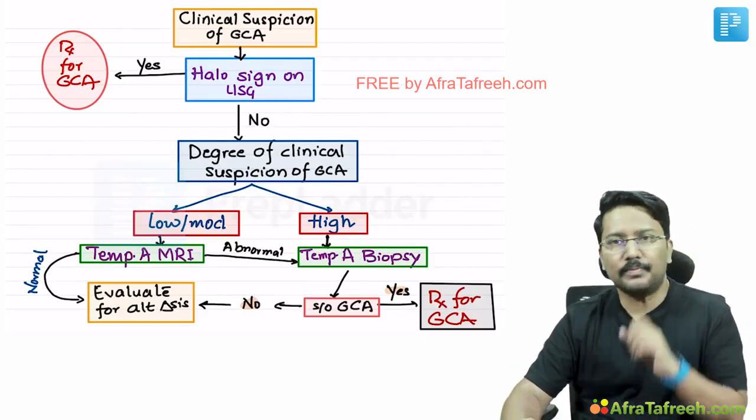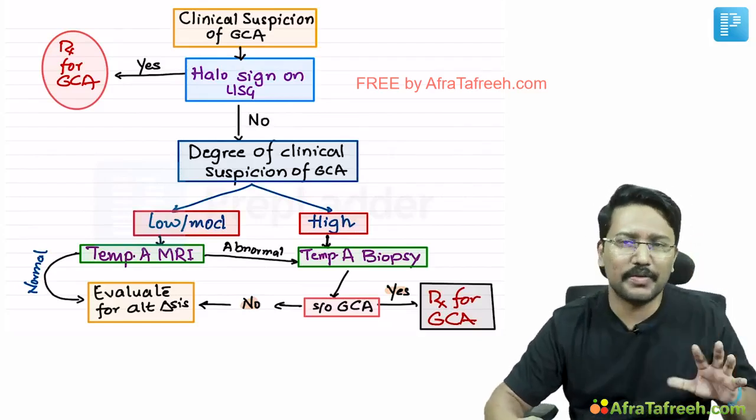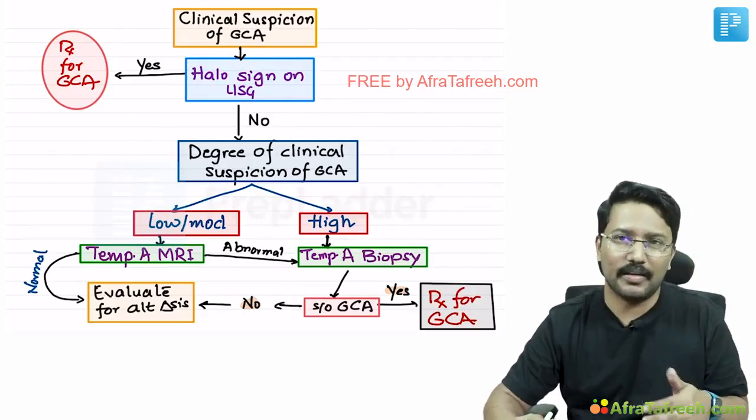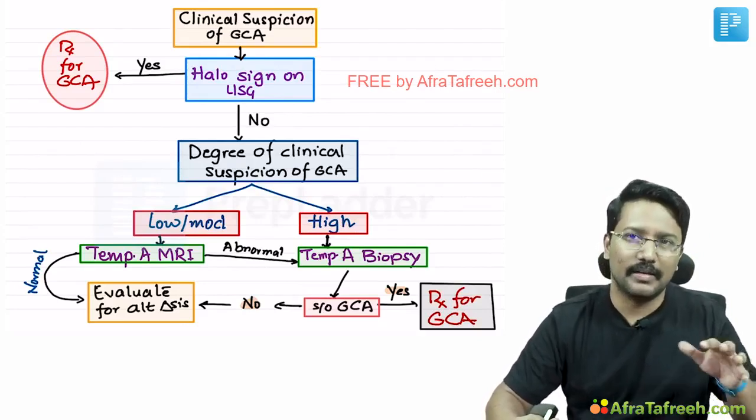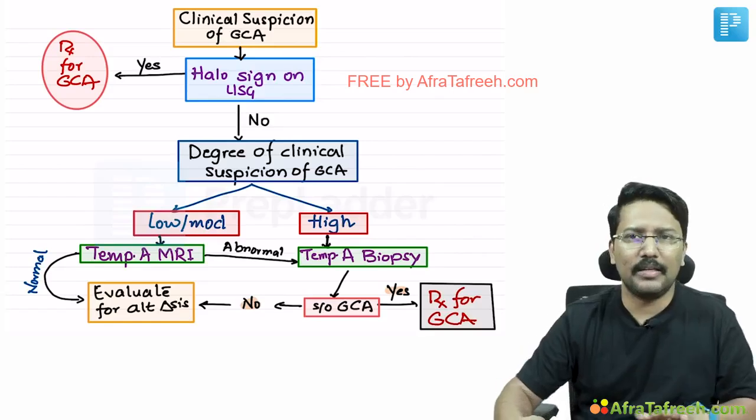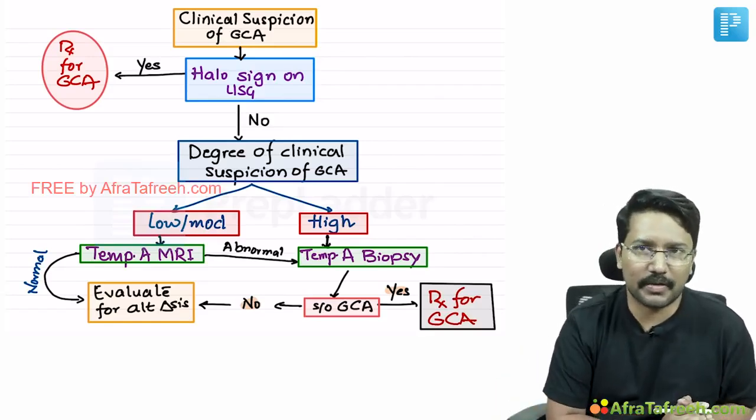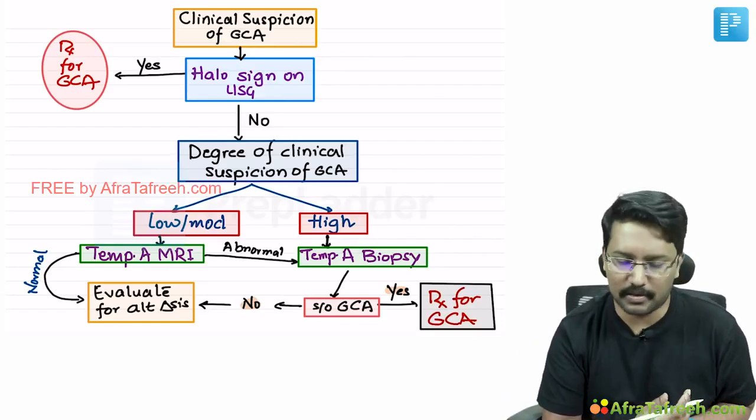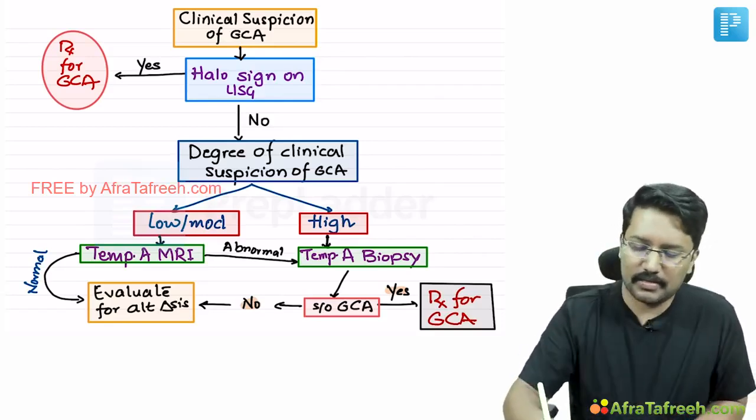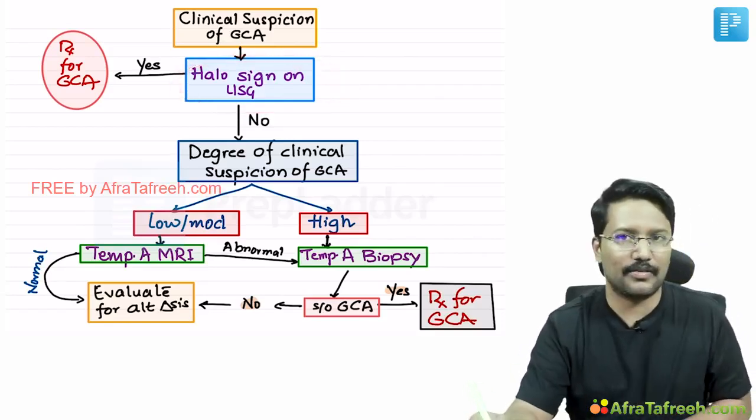But because of the advent of this color Doppler and its utility, and studies after studies showing that this approach can be followed, currently we don't rely much on the ACR classification criteria in day-to-day clinical practice, right? So day-to-day clinical practice is centered around the halo sign on the color Doppler, right?